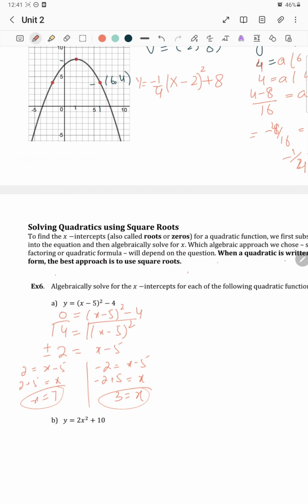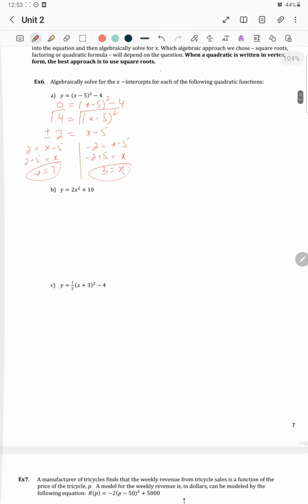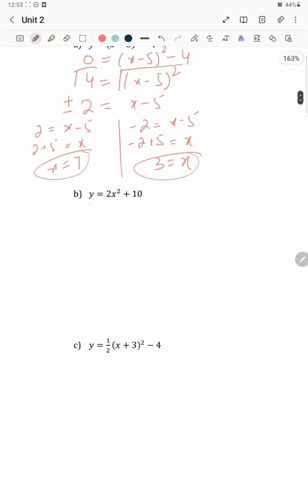So we got the two values of x, that is 3 and 7. Okay, so I'll solve for the x-intercept, where I put y equal to 0. Because it is the square root of a negative number, we cannot take the square root of a negative number, therefore no intercepts on the x-axis.